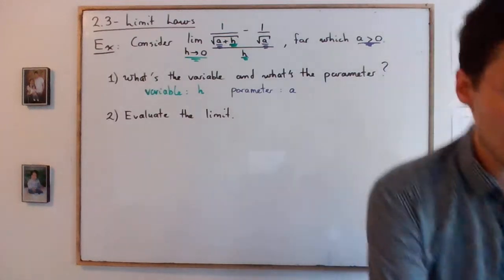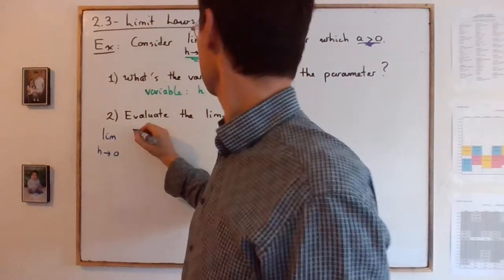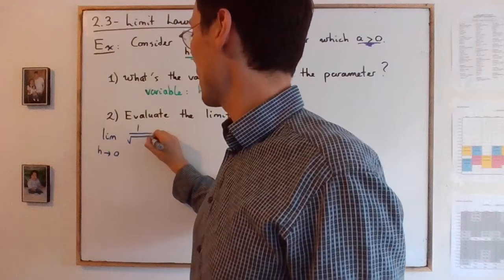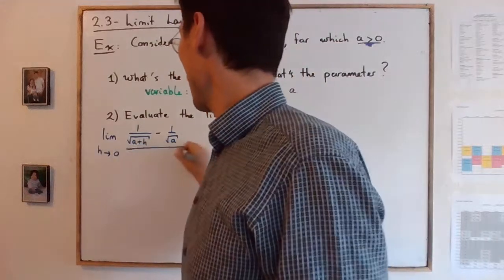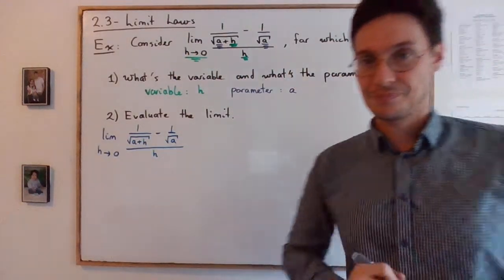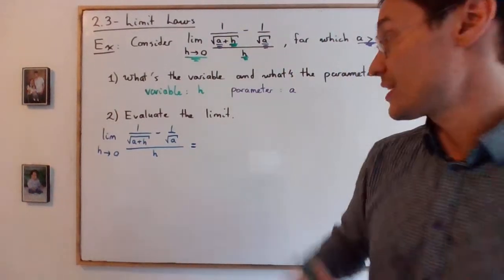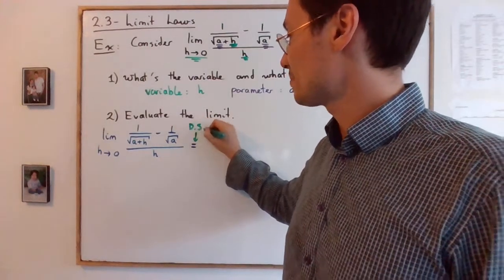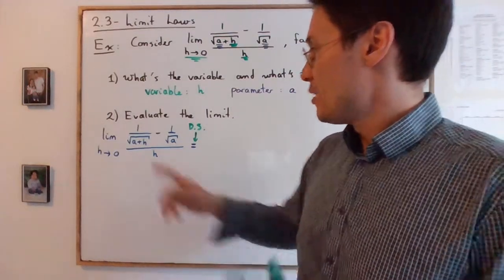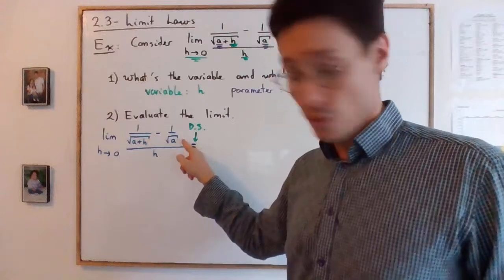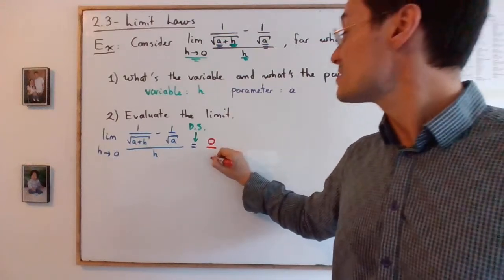So now let's evaluate the limit. I'll start by recopying it here. The limit as h approaches 0 of 1 over the square root of a plus h, minus 1 over the square root of a, all of this divided by h. The first thing to do is direct substitution, as we have seen a couple of times in class. What we get is quite simple: 1 over square root of a minus 1 over square root of a. So the top gives 0, and the bottom also gives 0.